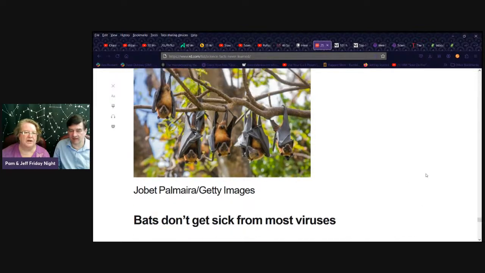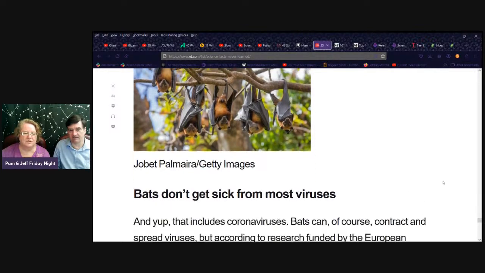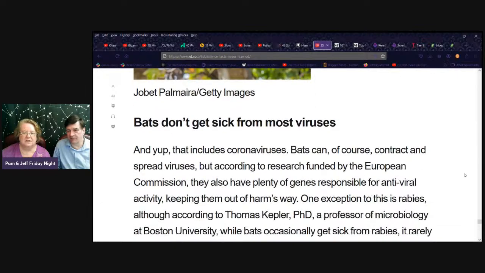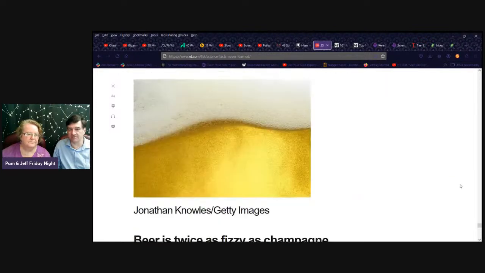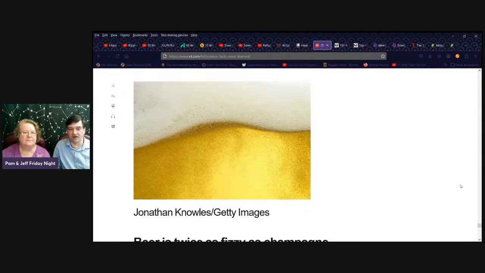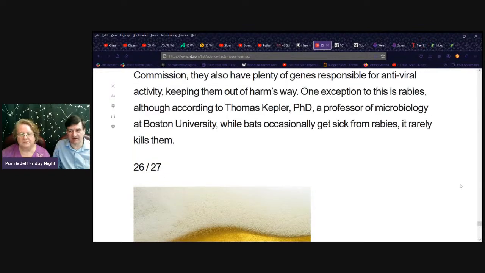Oh, bats don't get sick. Yep, we've known about that for a while. From most viruses. Basically, they have a pretty high body temperature. That's what protects a lot of carrion eaters. Got it. Except for rabies. They can get rabies. Yeah. It rarely kills them, though, which means that they can live longer and spread it more. So they can be carriers more.